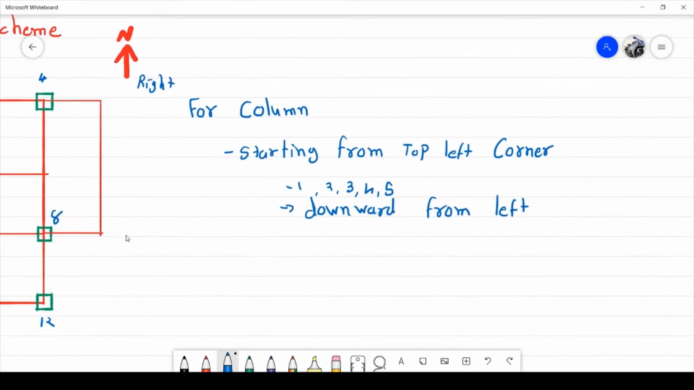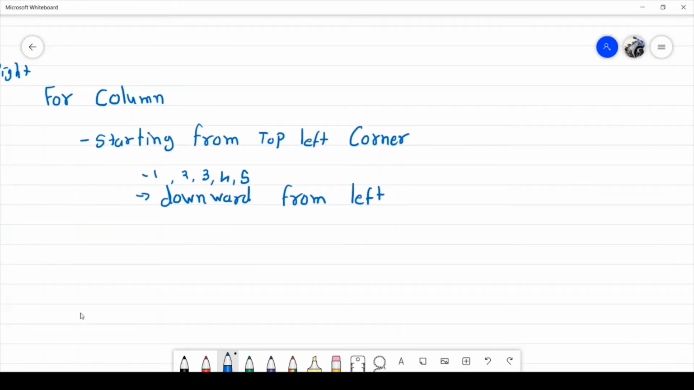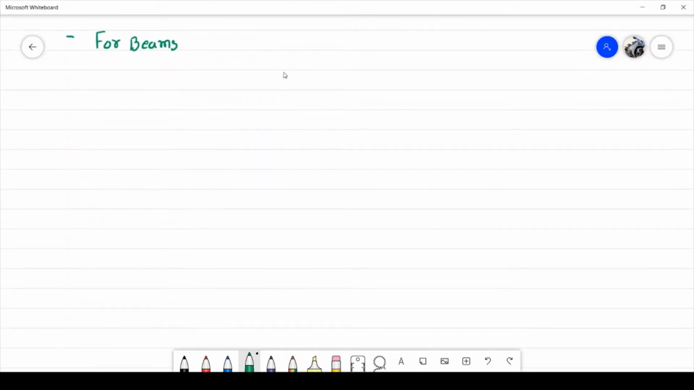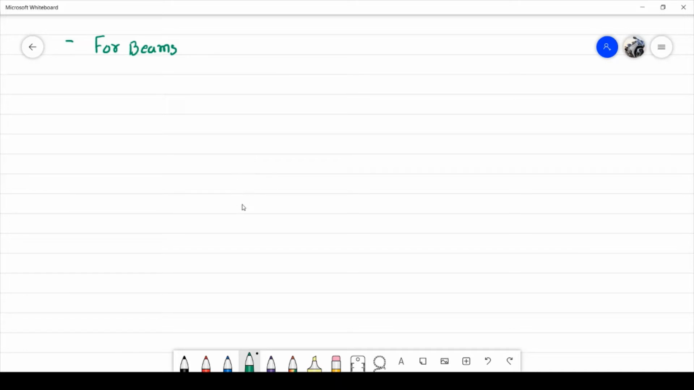Now we are going to number a beam. For a beam, we can name it by B, I, J, with I and J in the suffix. B denotes a beam, and I and J are the suffix. For a beam, what is I and what is J? I is a column number.